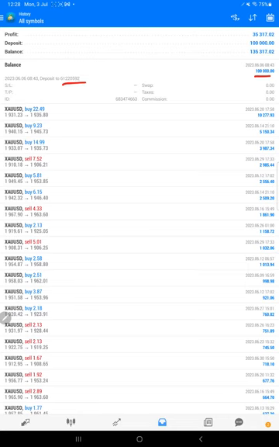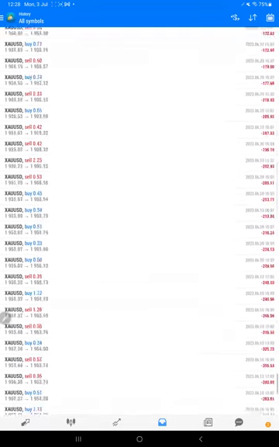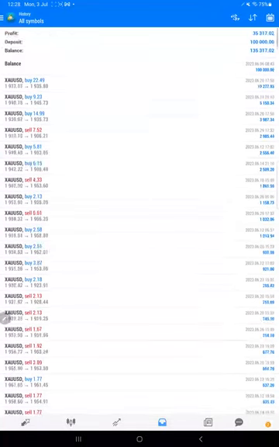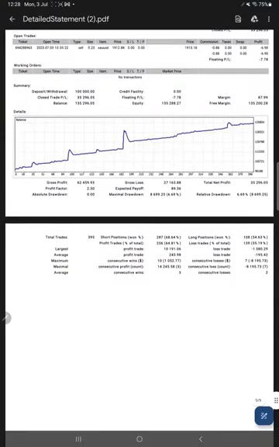The total profit is $35,000 and this is the current balance. We can verify each and every trade. We can see how much profit and loss we have made, and the complete history is available. After that, let's check the trading account statement that we have. The complete statement, as we said, will be available in the YouTube description.